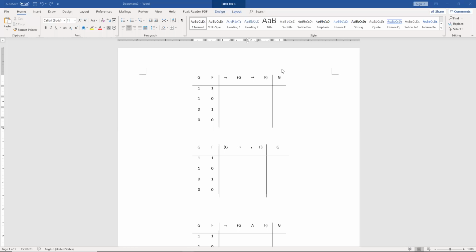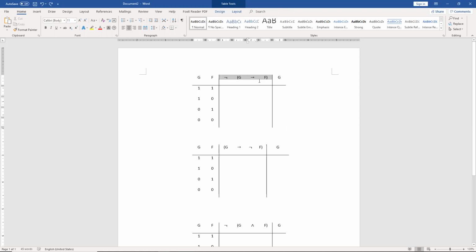All right, so this is the video for 3b. What we need to do is to show that this formula entails G and that this formula and this formula each don't entail G. So to do that, it's fairly straightforward.